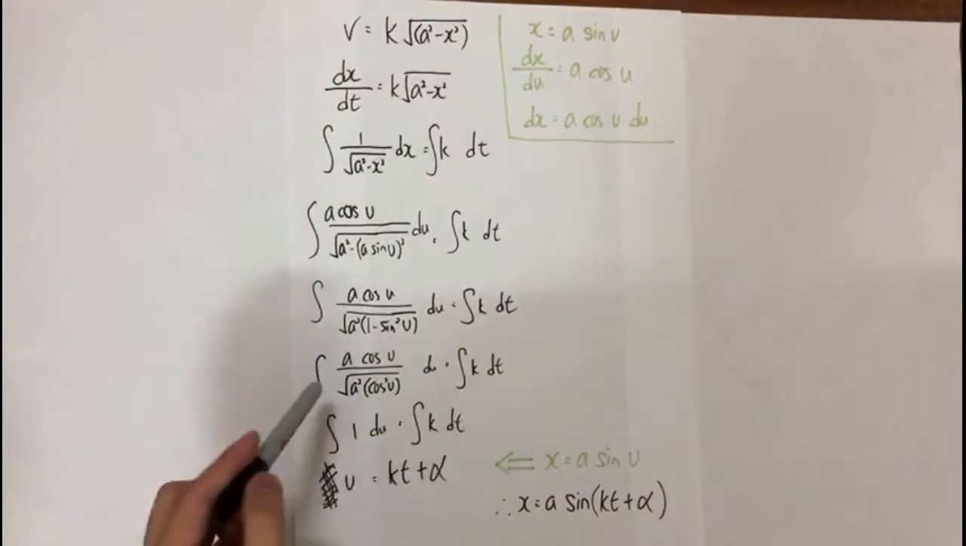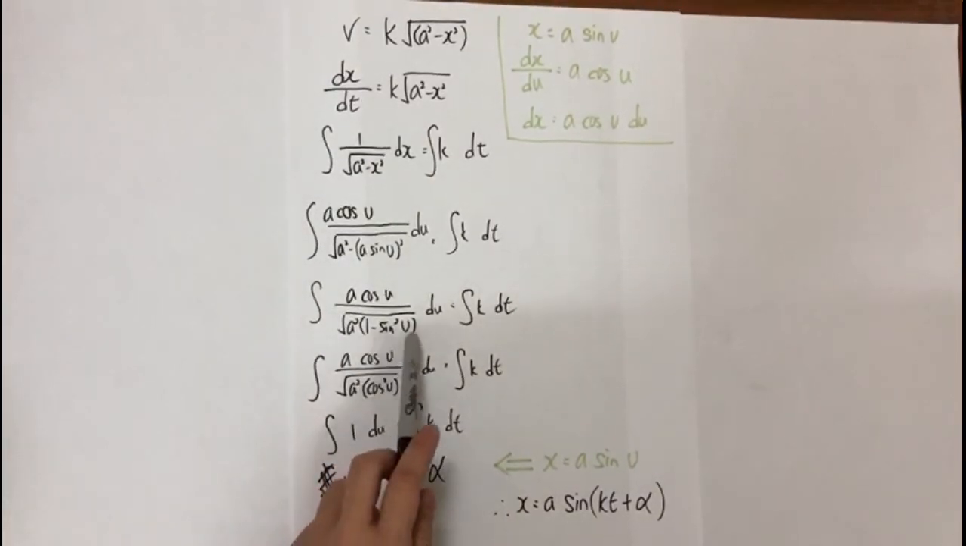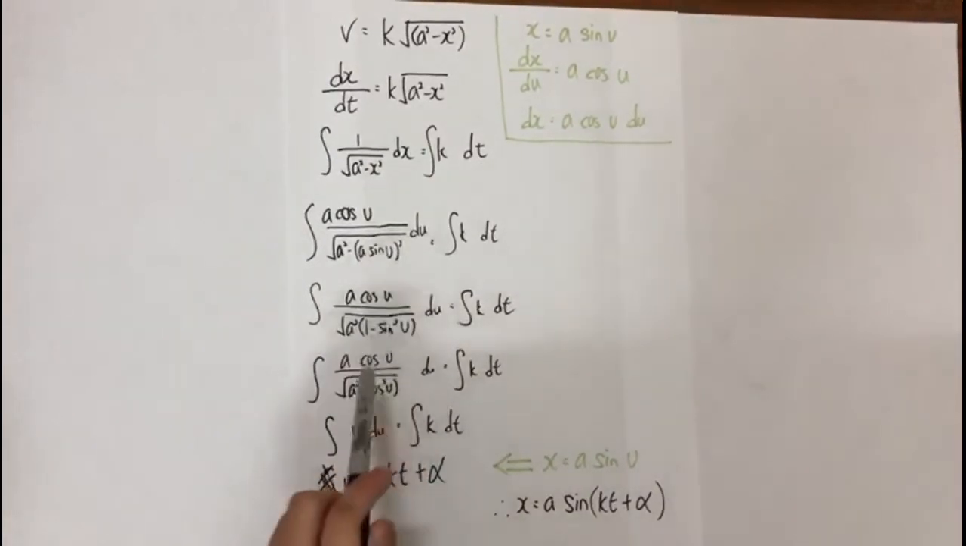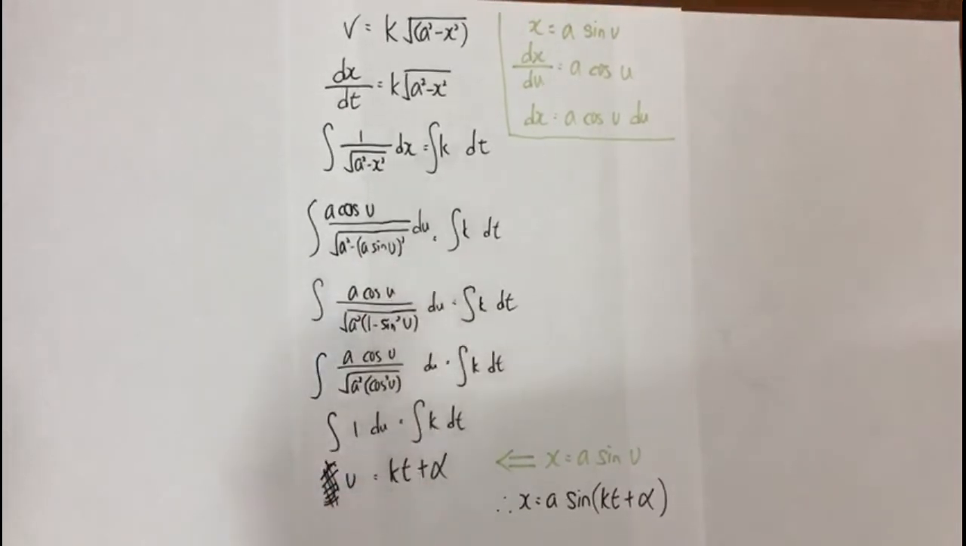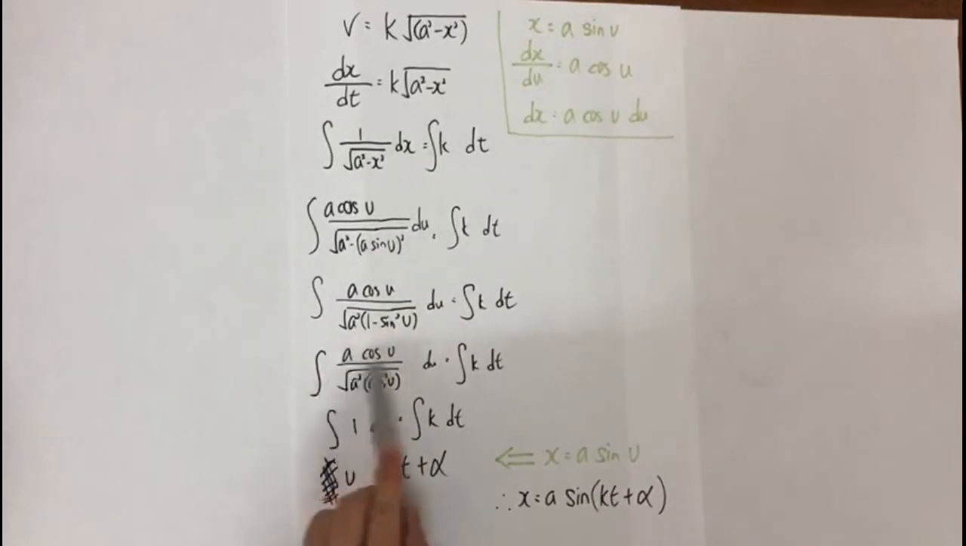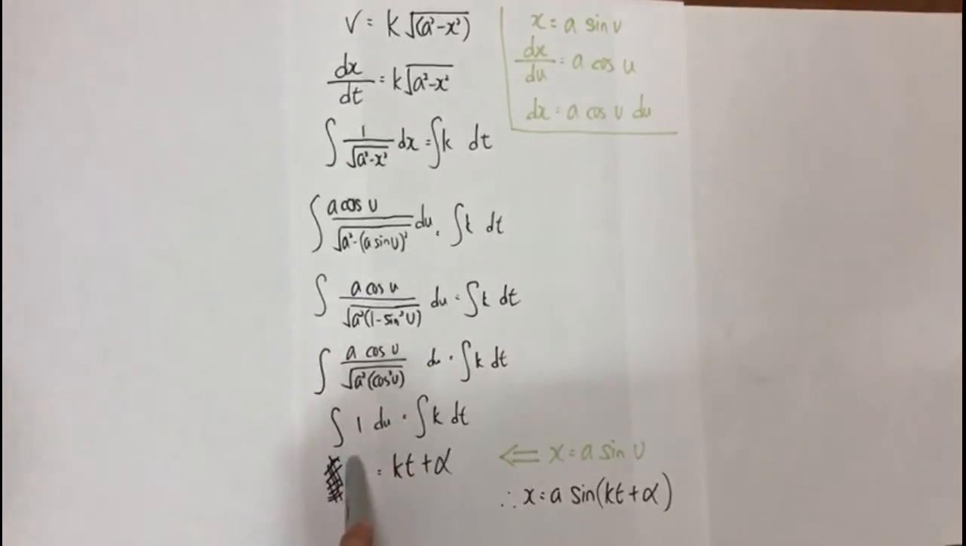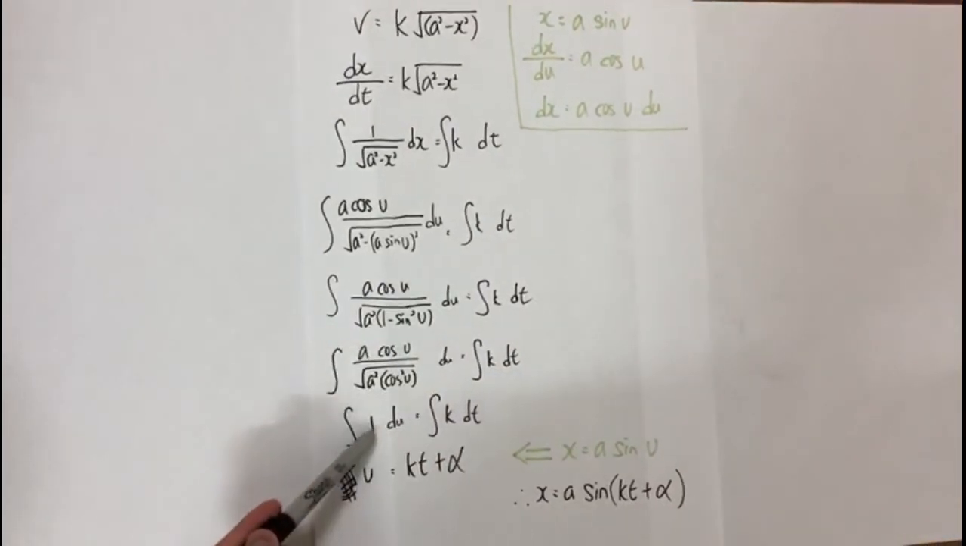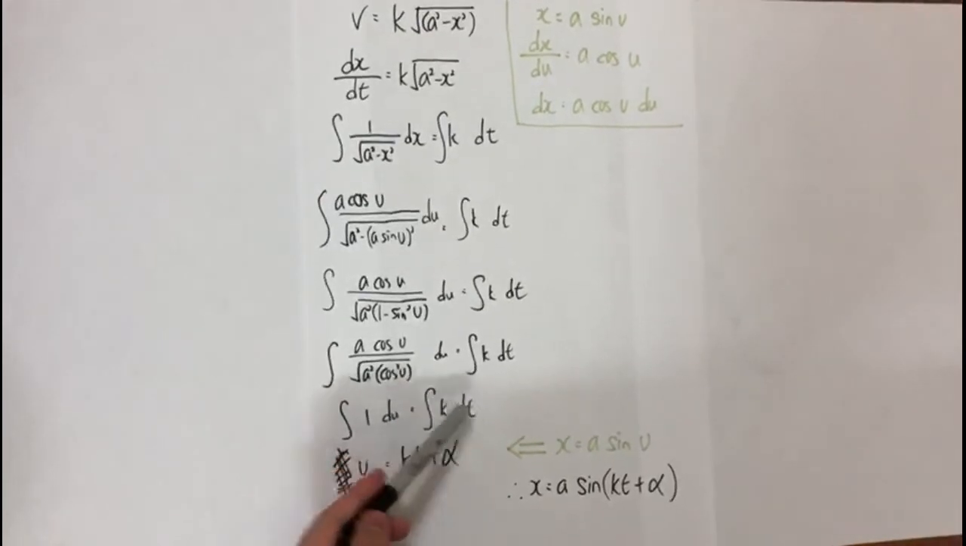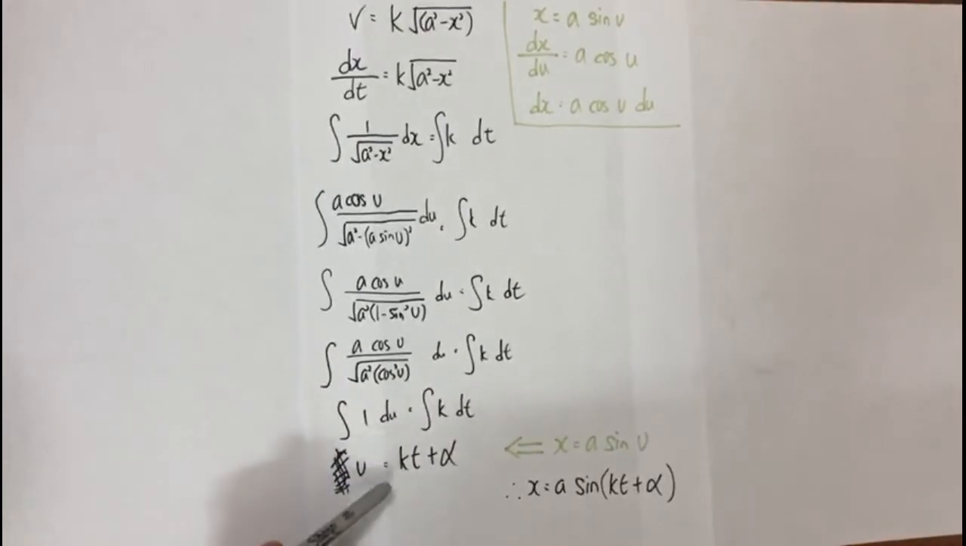And 1 minus sine squared u can also be written in the form of cosine squared u. And a cosine u divided by the square root of a squared cosine squared u, you get 1. And now we integrate 1 in terms of du and integrate k in terms of dt, and you get u equals kt plus alpha.